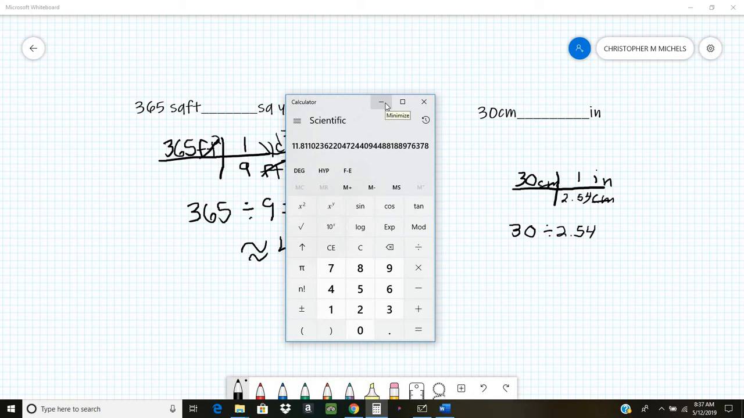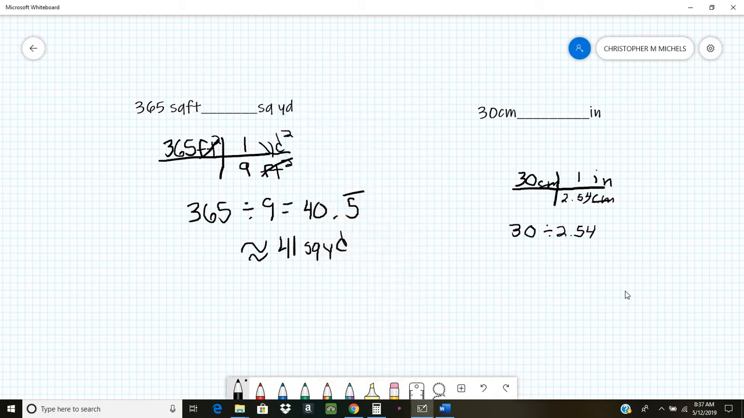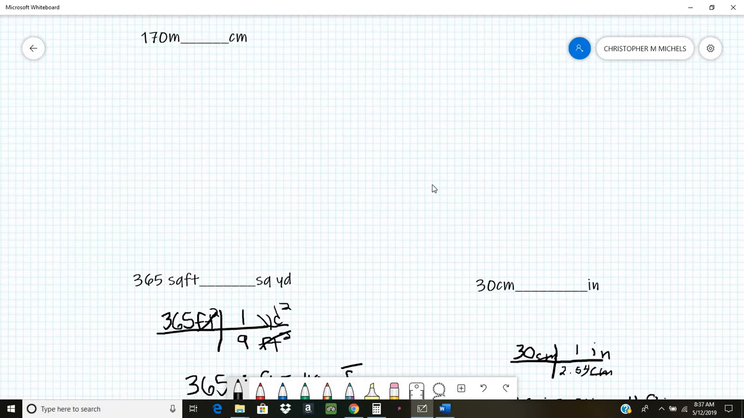You know, I mean, you could even say 12 if you wanted to, but actually, I should scratch that. I wouldn't go to 12, because if you go to 12, you're saying 30 centimeters is equal to a foot, and it's not quite a foot. It's a little short of a foot. So let's say this is about 11.8 inches.